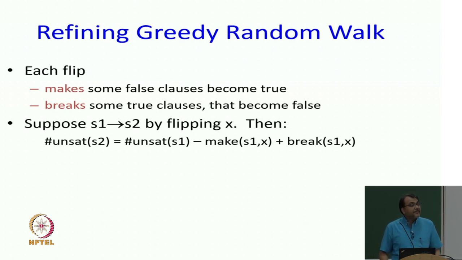make(S1, X), some clauses have been made and some clauses have been broken. So the number of unsatisfied clauses in S2 is the number of unsatisfied clauses in S1 minus how many clauses it made plus how many clauses it broke. Everybody with me so far?